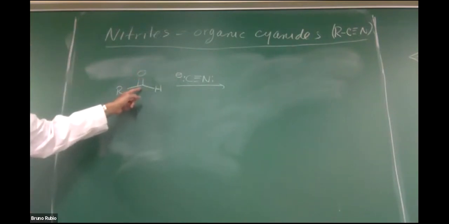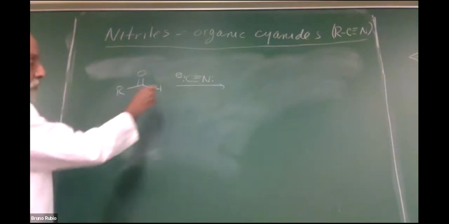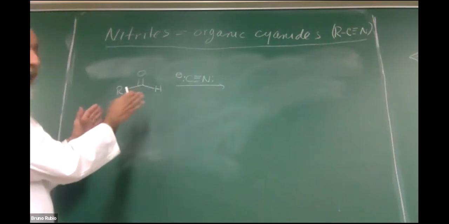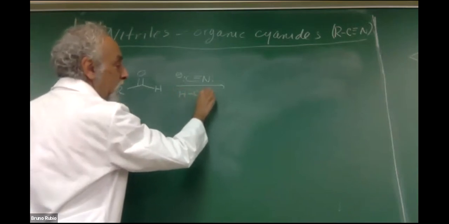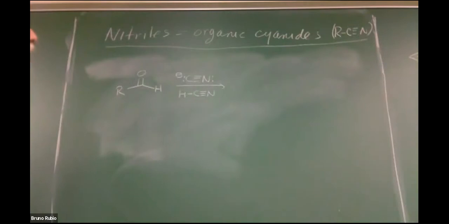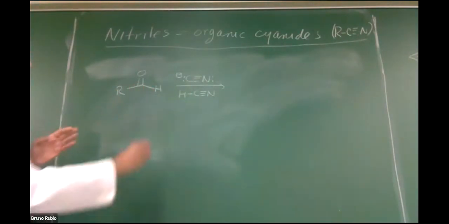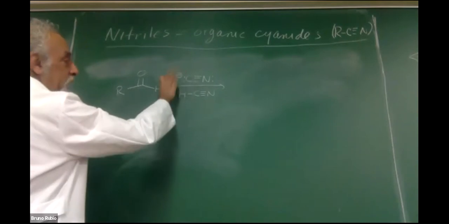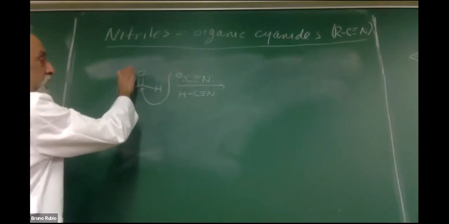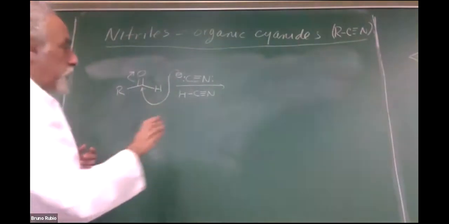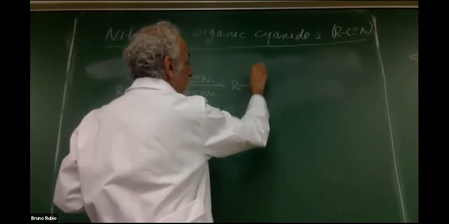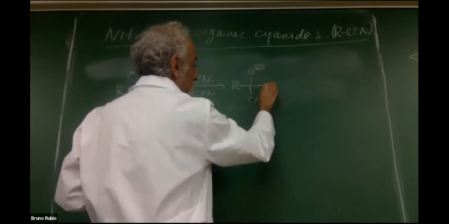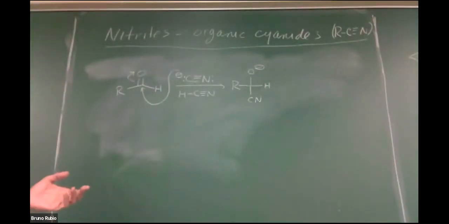The carbonyl carbon of the aldehyde or a ketone is an electrophile. We're going to get a nucleophile attacking an electrophile. Now, in the laboratory, we also would want to have some HCN around. Okay, and so what is going to happen here is that the cyanide attacks the carbonyl carbon, and we get an intermediate that looks like this. Okay, so that's just the nucleophile attacking the electrophile.